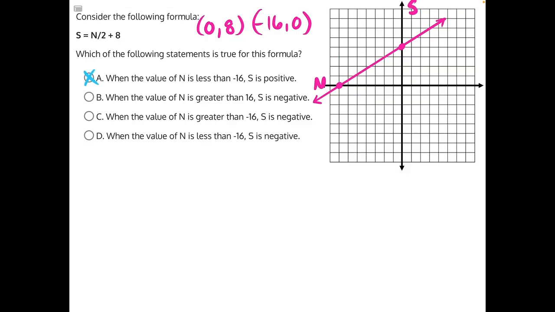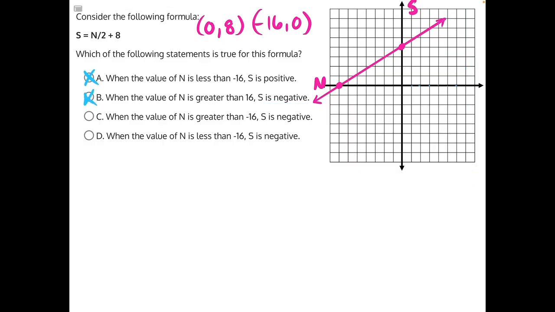B says when the value of n is greater than positive 16, so we have 2, 4, 6, 8, 10, 12, 16 positive, and greater than, s is negative. Well, it's going to be hard to see because if this graph continued, it would go off screen, but all of these values are going into positive infinity. So s is never going to become negative again in this direction, meaning that answer choice B is incorrect.